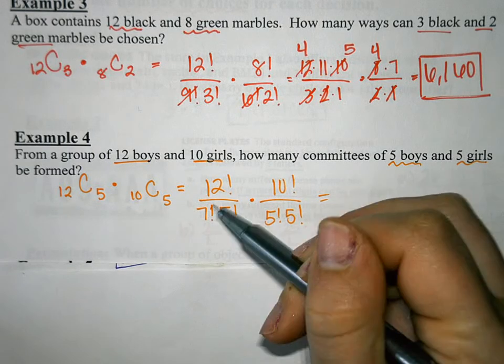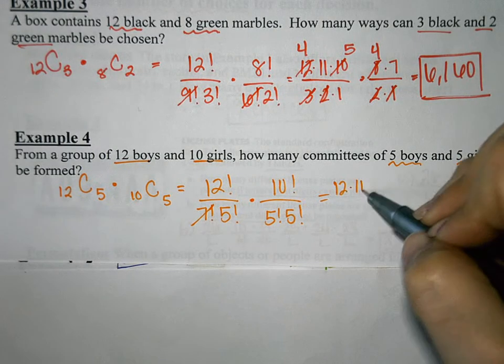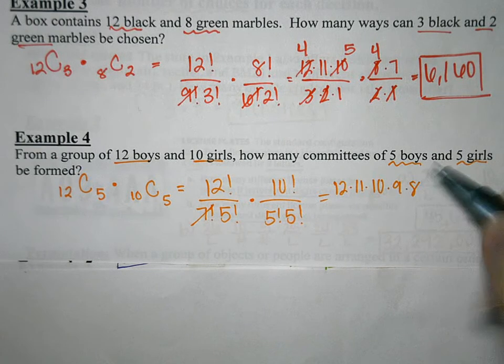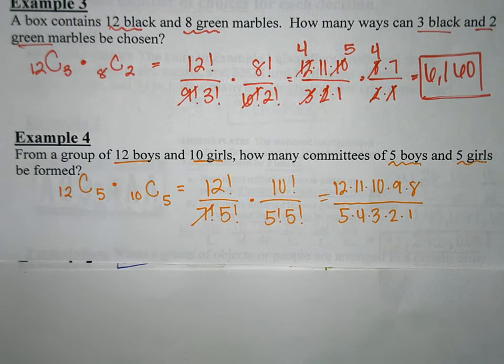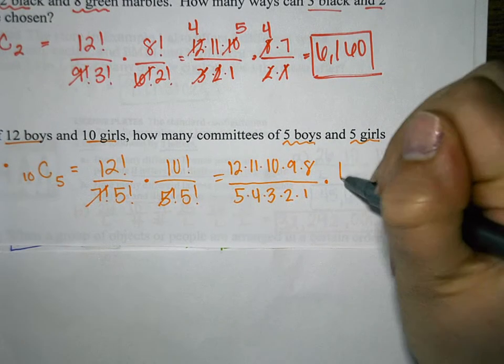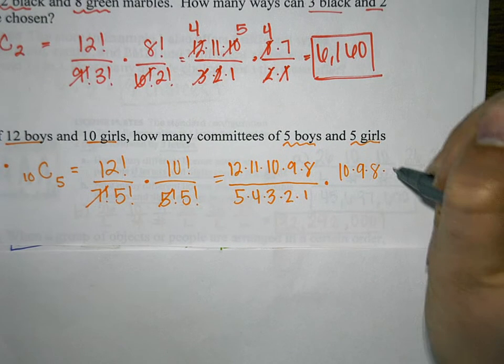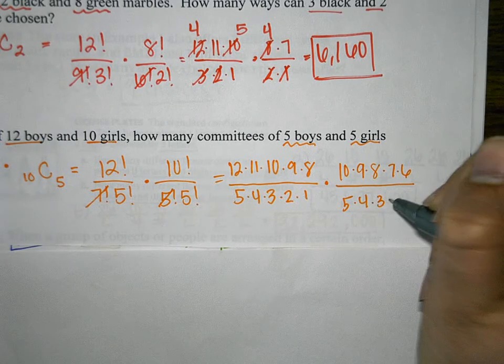So with the 12, 7 all the way down is going to reduce, so that's going to be 12, 11, 10, 9, 8, all over 5, 4, 3, 2, 1. And then the 10 and all the way down to 5 will reduce, so 10, 9, 8, 7, 6, and then we still have 5, 4, 3, 2, 1.